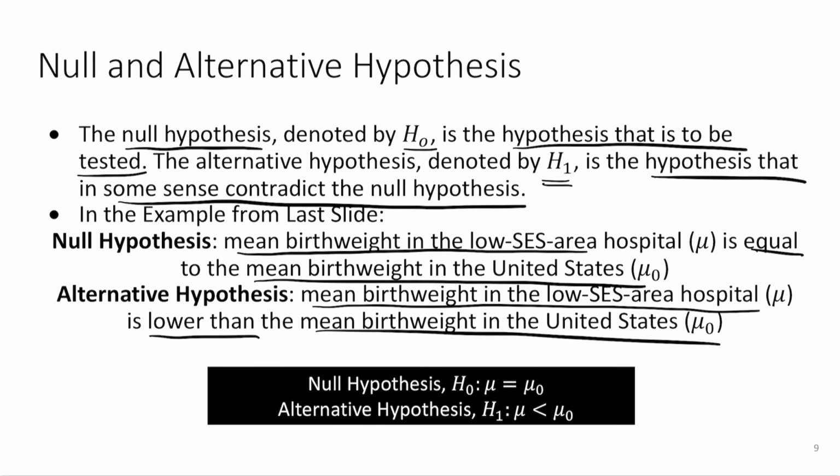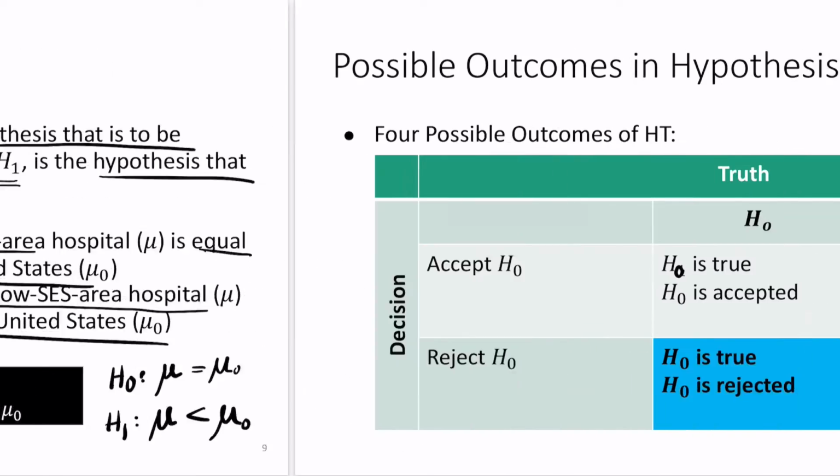So the null hypothesis here is represented by H0, which basically says that the mean birth weight in low socioeconomic status area, which is mu, is equal to mu naught. So we are saying that there is no difference in the mean birth weight. The alternative hypothesis says that there is a difference and this difference is less than the national average. So this is the idea behind the two hypotheses, null and alternative hypothesis.